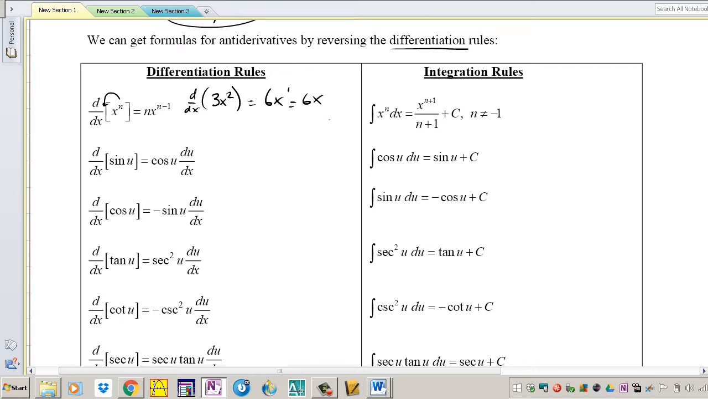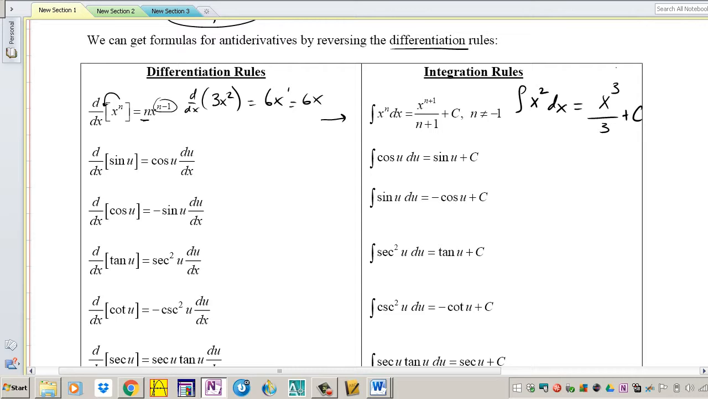Now, the integration rule for polynomials like x to the n is the opposite. Notice that instead of multiplying by n, we're dividing by n, and instead of decreasing the power of x, we are increasing the power of x. What I tell my students to do is, when you know what n is, add 1, and whatever that n plus 1 is, put it under the x. Let me give you an example. Let's say I want to take the integral of x squared. Its antiderivative is x to the third, divided by 3, and then, of course, plus c.